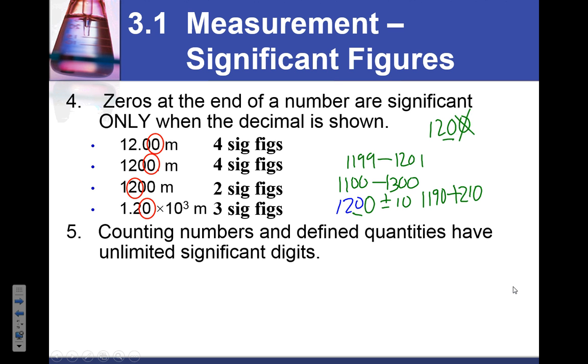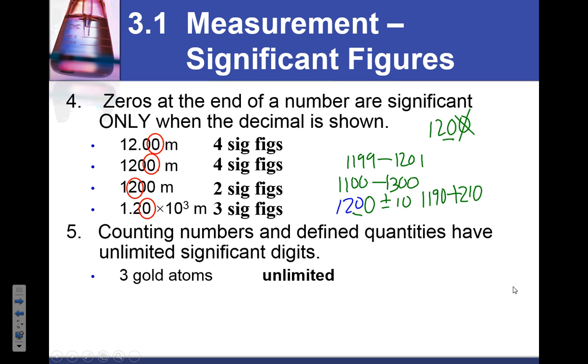Counting numbers and defined quantities have an unlimited number of significant digits. So those are words, but what do those words mean? Well, first, a counting number. Let's say I have 3 gold atoms, or 3 pencils, or 3 of anything I'm counting, 3 cars. Well, I either have a car or I don't have a car. I have a person or I don't have a person. I have an atom or I don't have an atom. So when you're counting numbers, you don't really have any uncertainty in your counting. I mean, if it's a valid number and you counted right, you mean exactly 3 gold atoms.